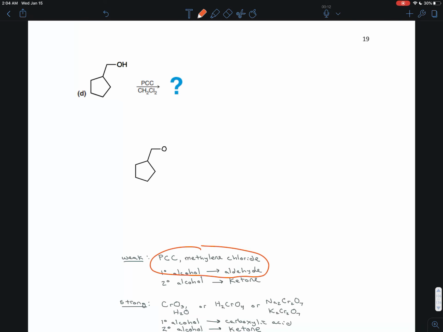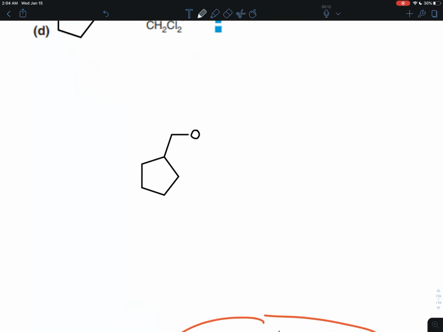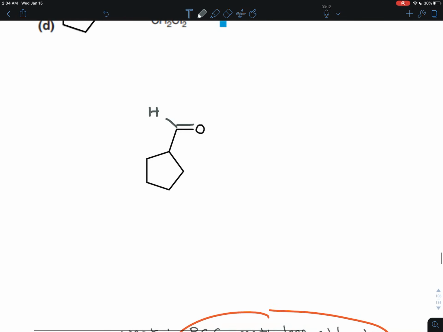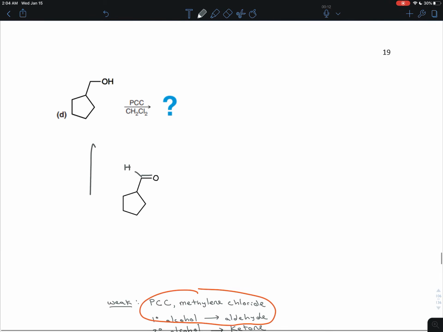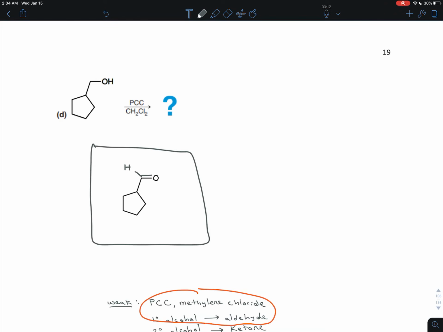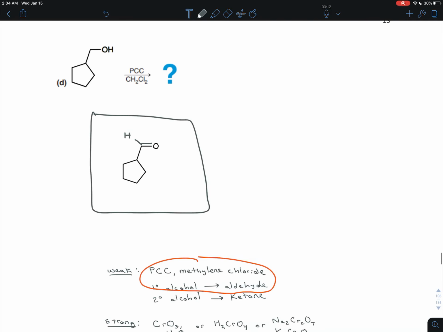So we'll erase this H here. We'll draw a double bond, so you have that carbonyl, and now this carbon is the carbon of the aldehyde, so you can draw the hydrogen in. And that's it. That's the product you would get for that oxidation. You turn a primary alcohol into an aldehyde.